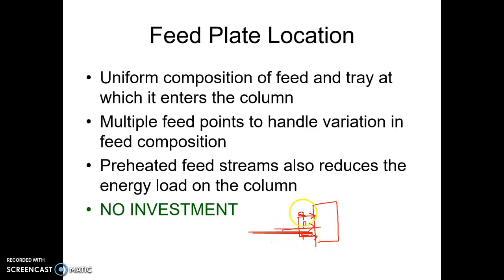So when these two valves are closed, your regular feed is going in here. If the composition varies, you can close these two valves and this may open and the feed may enter here. So likewise, you can provide multiple feed points, right? And that way you can take care of variations in feed composition.